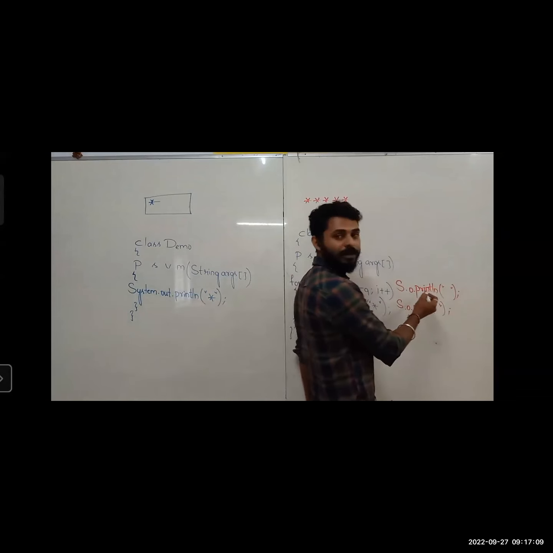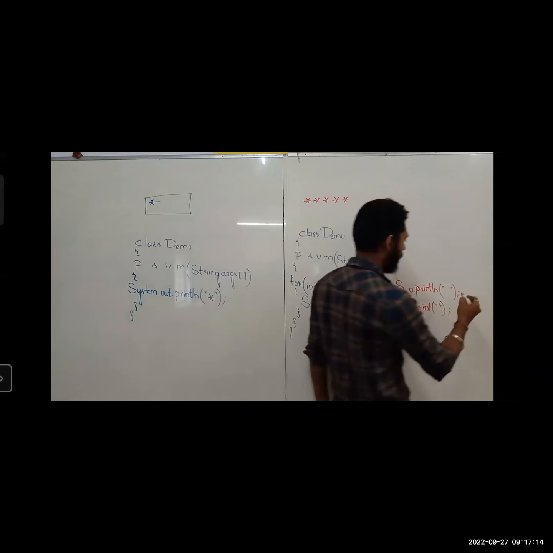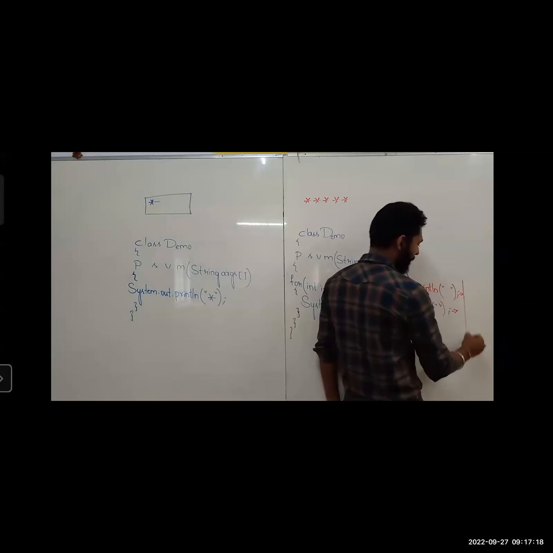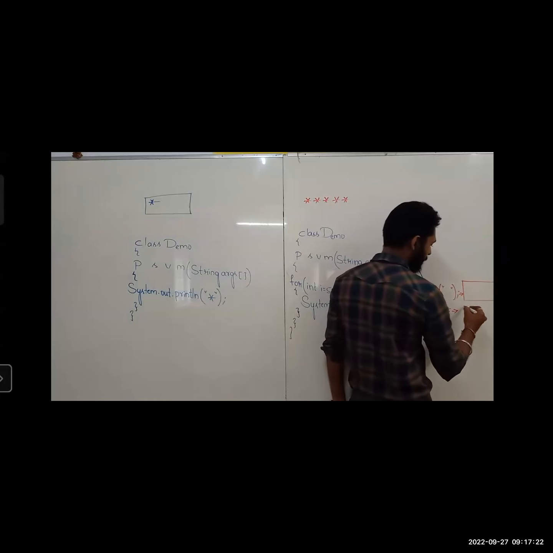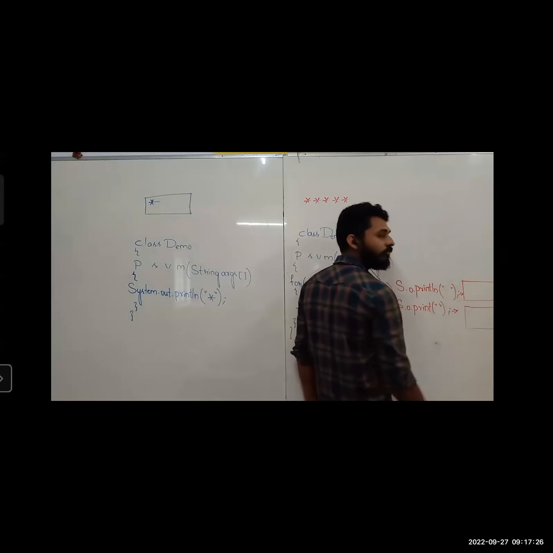If I'm using println, is it going out of screen? Small gap I have, not an issue. Now for this, what will happen? This is your output screen, you assume. This is your another output screen, you assume.